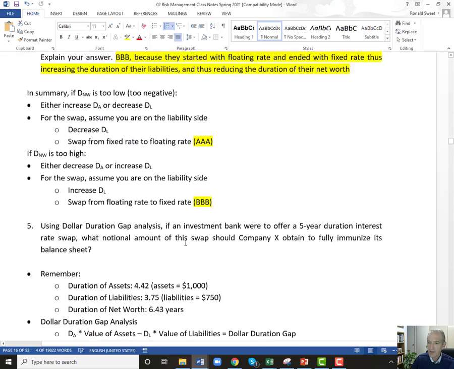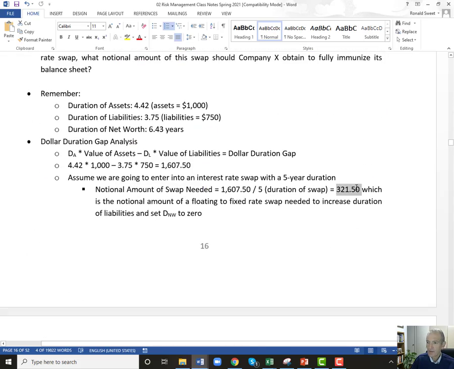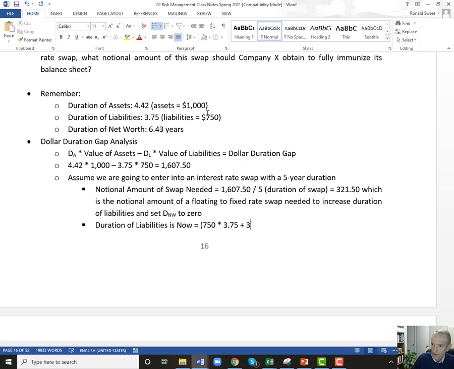But how much of the swap do they need? And we decided they needed a swap of 321.50. All right, so this is the dollar duration gap analysis. Let's see if we can prove that. So their duration of liabilities will now be, remember they started off with 750 in liabilities with a duration of 3.75. They have now added this swap, 321.5 with a duration of 5.